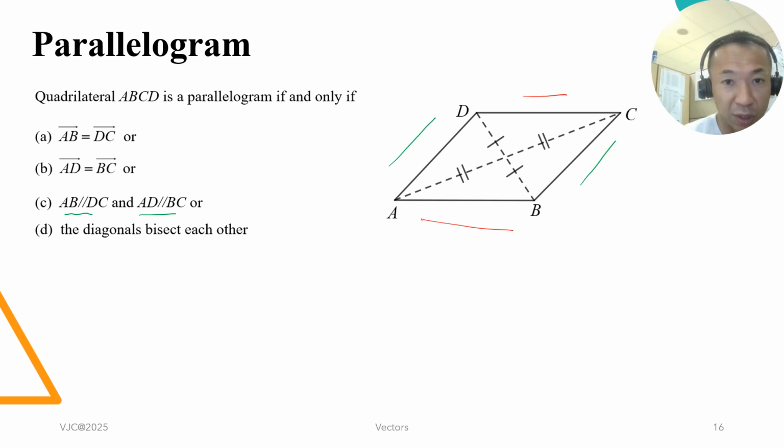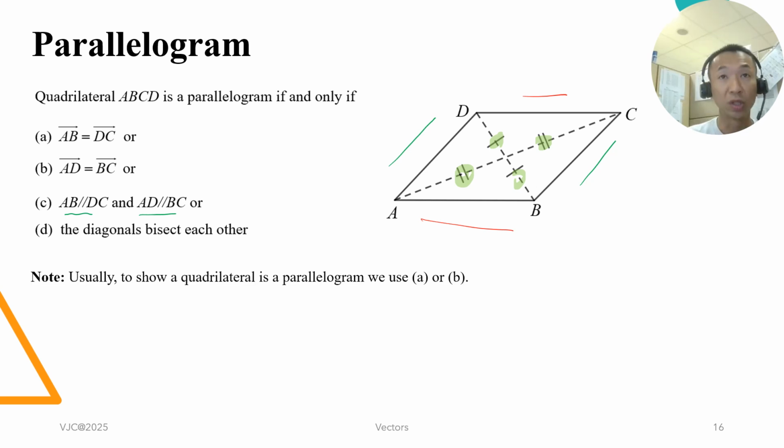If you just prove direction, then you need to prove two sides and two sides. Lastly, the diagonals bisect each other, which we really seldom use, but we bear this property of a parallelogram in mind. Just want to add a quick note. Usually, nine times out of ten, we will use point A and point B to prove parallelogram. It's neatest. It really is the neatest.